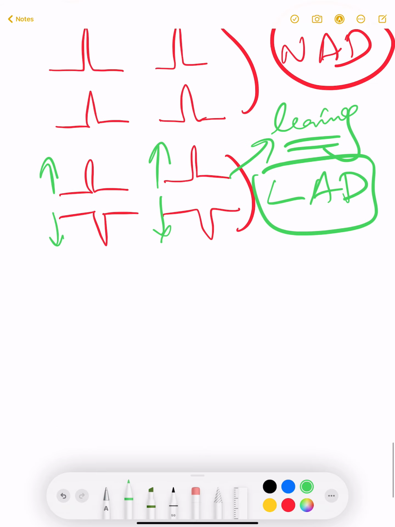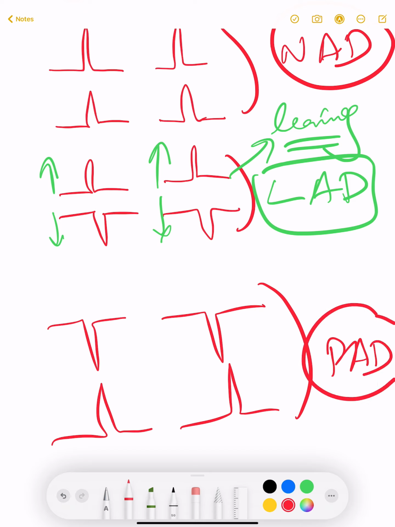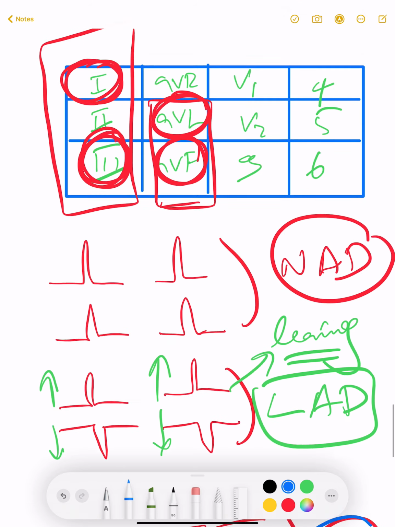And in right axis deviation, what will happen? Lead 1 will be negative and 3 will be positive. Similarly, lead AVL will be negative and lead AVF will be positive. So this will be right axis deviation because they are looking right toward each other. So this will be easier.